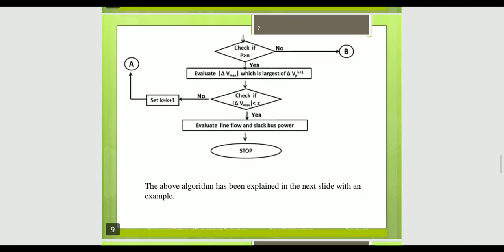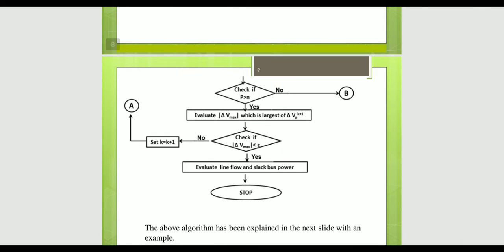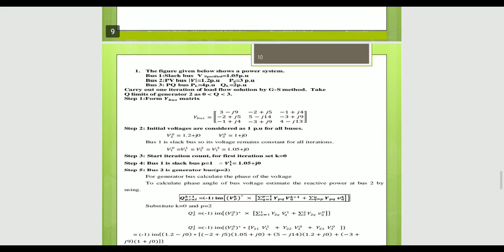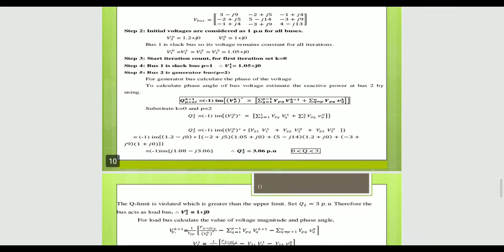This is the flowchart, and based upon this you are going to get the solution for this. These are the 3 slides which give you the flowchart of a Gauss Seidel method. And this is the problem given here.